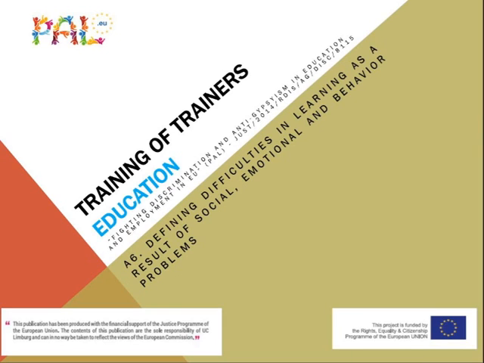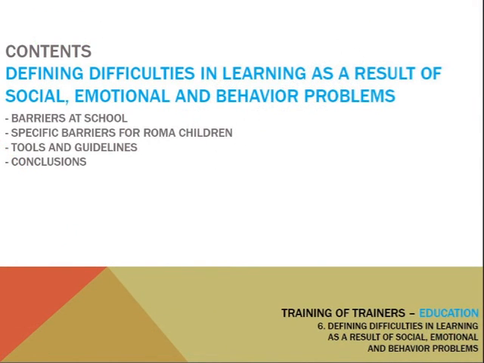Hi everybody. The focus of this presentation is on defining difficulties in learning as a result of social, emotional and behavior problems. So we will analyze the barriers that children can find at school, both material or immaterial. Then we will observe the specific barriers for Roma children linked to their socio-economic situation. And finally, we will try to design some guidelines aimed at orienting school activities and learning policies.